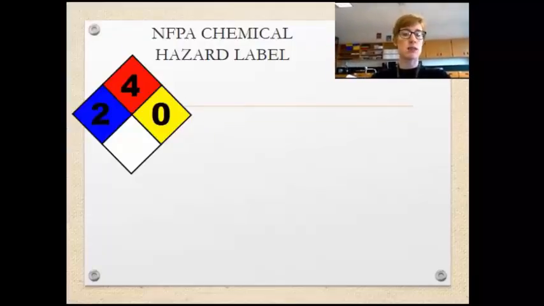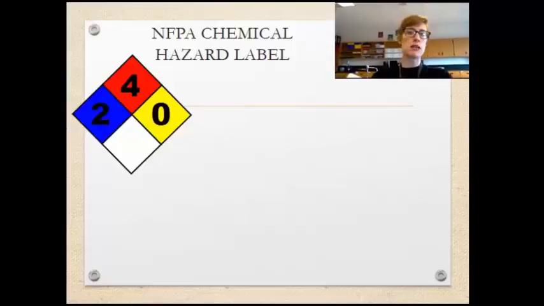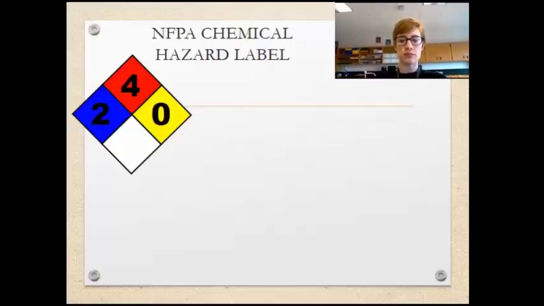The 2 under the blue means that it is a mild health hazard. And so if we want to figure out exactly what that means, what does this mild health hazard mean? You know, is it bad to touch? Is it bad to breathe? What is it? We would need to actually read the safety data sheet on that particular chemical to get that information.